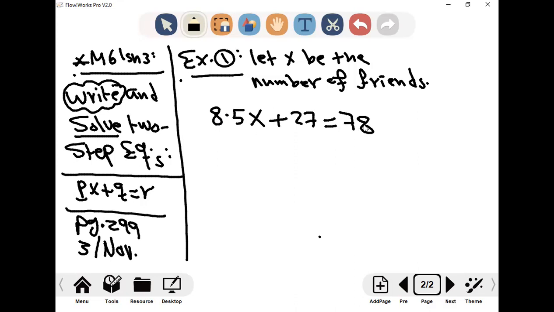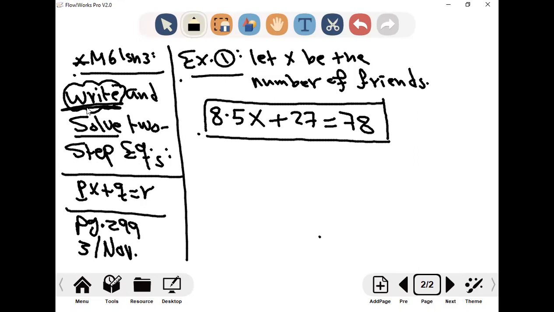This is the equation. Done? Now the rest we know from the previous lesson. How do we solve the equation? Shift, divide. Let's push the 27 to the other side. Now I wrote the equation. Now I will solve the equation.